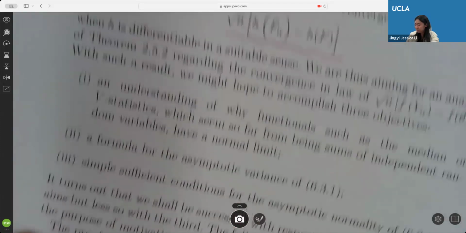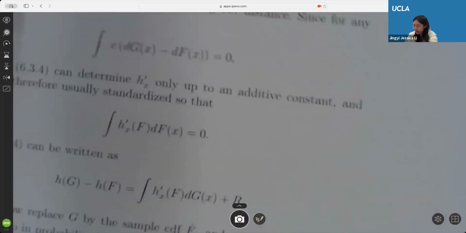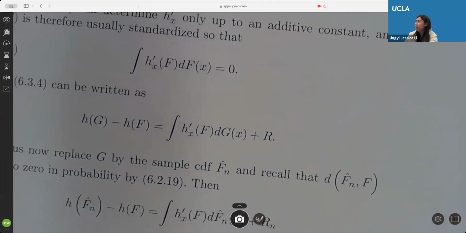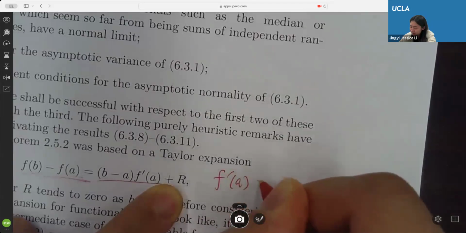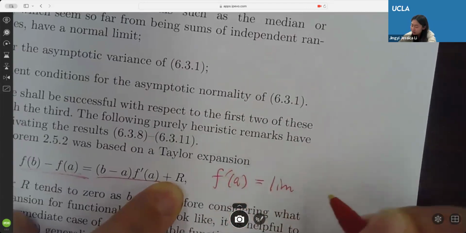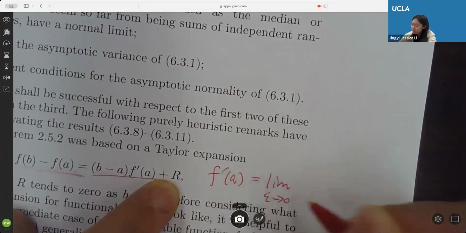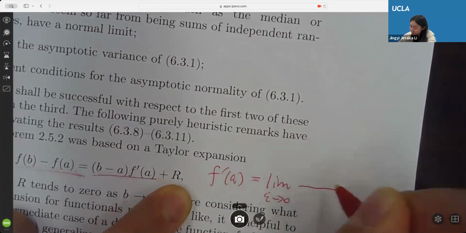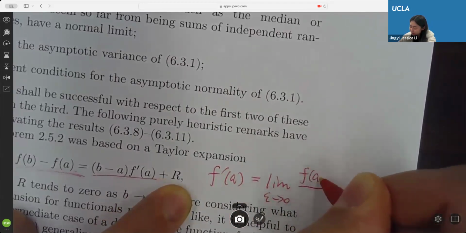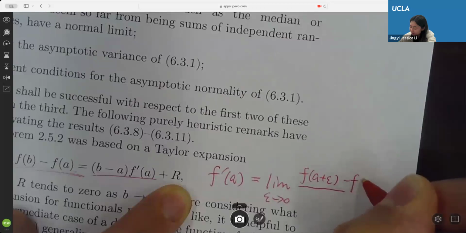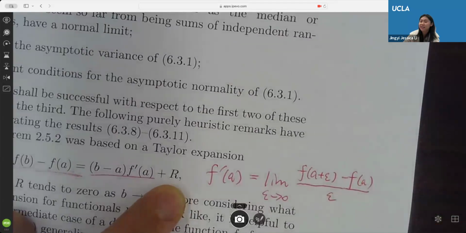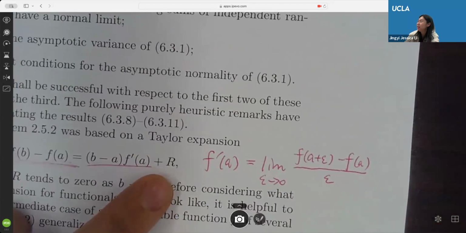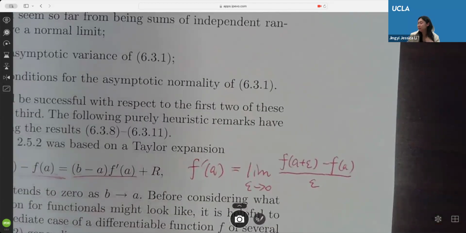Well, how do we define a derivative? It's defined as a limit, if you remember. So basically, it's defined as this. Let me just write it here. So f prime of a is defined as the limit as epsilon goes to 0 of f(a plus epsilon) minus f(a), over epsilon, right? That's how we define the derivative as a limit.